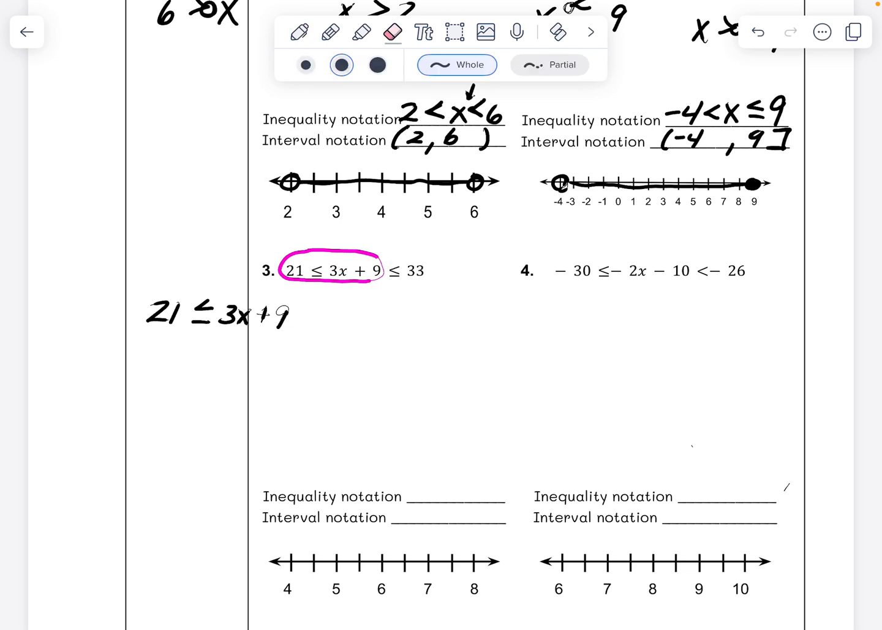Same goes for the other side. This little thing is temperamental. There we go. Anything to the right of that inequality symbol, that's your second one. So you're going to have 3x plus 9 is less than or equal to 33.